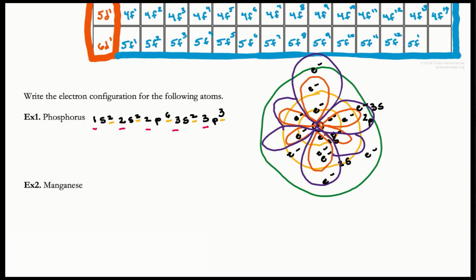Now, the good news for you is for this class, and for any chemistry class you take, instead of having to draw out this beast, you just have to write out the electron configuration, which for phosphorus would be 1s2, 2s2, 2p6, 3s2, 3p3. Knowing what it looks like is valuable, but you're not going to be asked to draw that. Let's look at the next example, manganese.